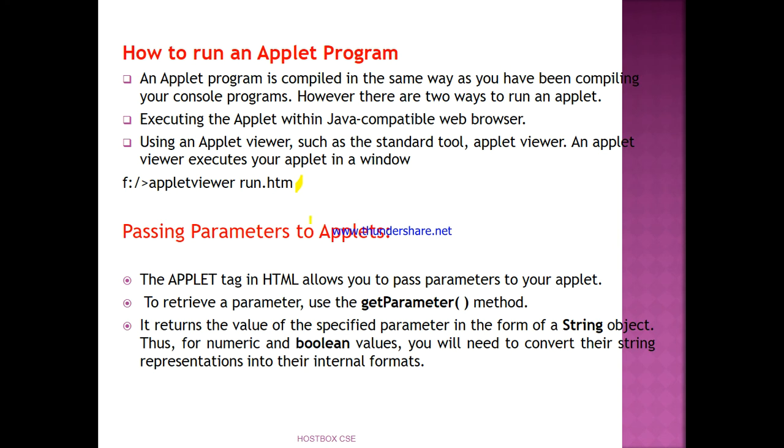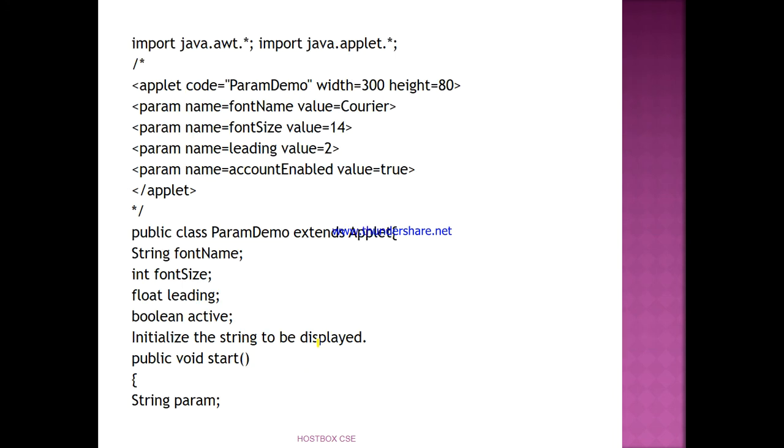Then, passing parameters to applets. How can I pass parameters to applets? If you want to pass parameters to an applet, I can use the HTML param tag. To retrieve a parameter, I can use the getParameter method. So remember, if you want to pass parameters, use the getParameter method. Let's look at a small example.